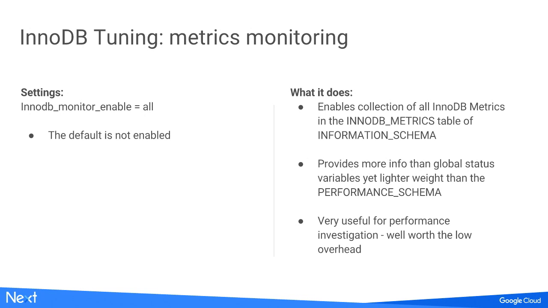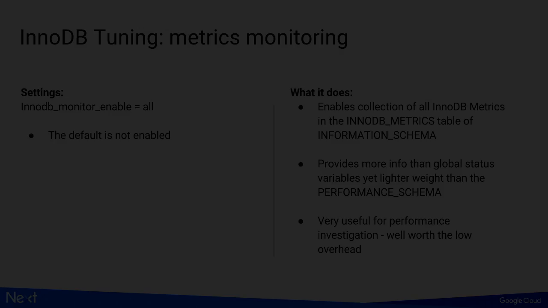Next, InnoDB metrics monitoring. There is a set of InnoDB metrics in the information schema table. Those are actually pretty useful, but by default they are not enabled, so we enabled all types of those metrics in that table. There's a difference between that table and performance schema. Performance schema is pretty heavy and comes with not so ideal overhead, but for this particular table, the overhead is trivial and the information it provides is valuable. So we turned it on, and it turns out to be very useful for our investigation and debugging purposes.